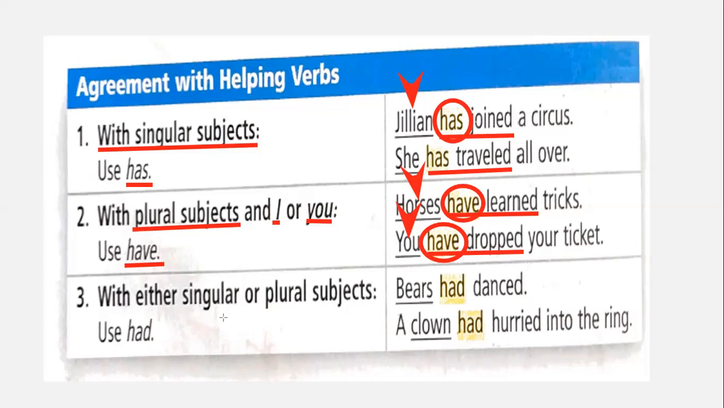Now, number three, pay close attention to this, okay? With either singular or plural subjects, use had. So let's just say that had, he's a friendly guy. So had would just go with a singular subject, and we can use it with a plural subject as well. Helping verb had is not as picky as the first two. So let's look at the examples.